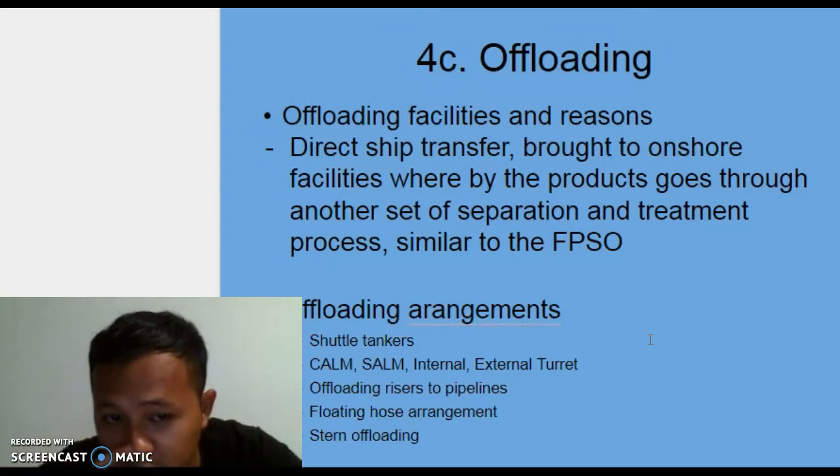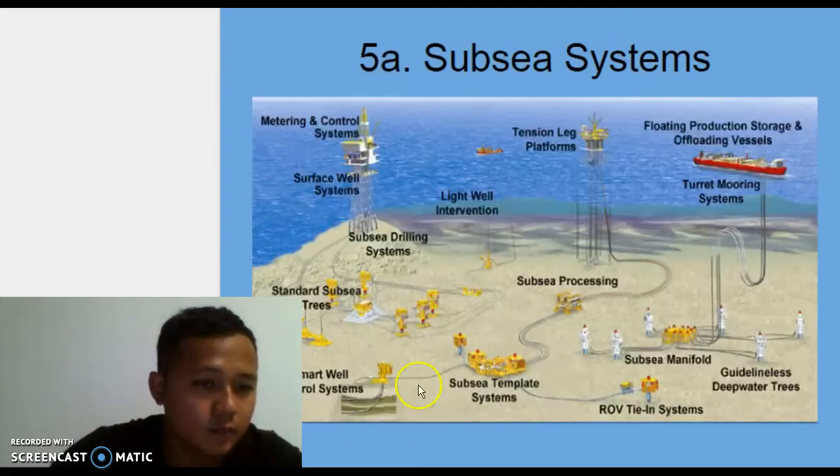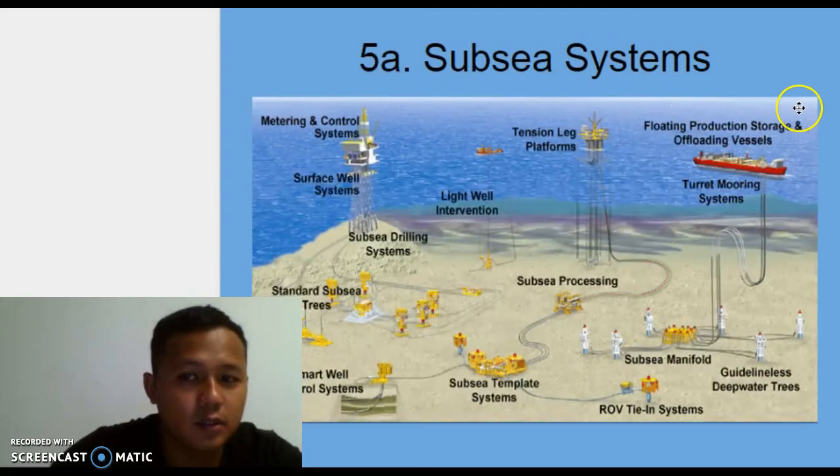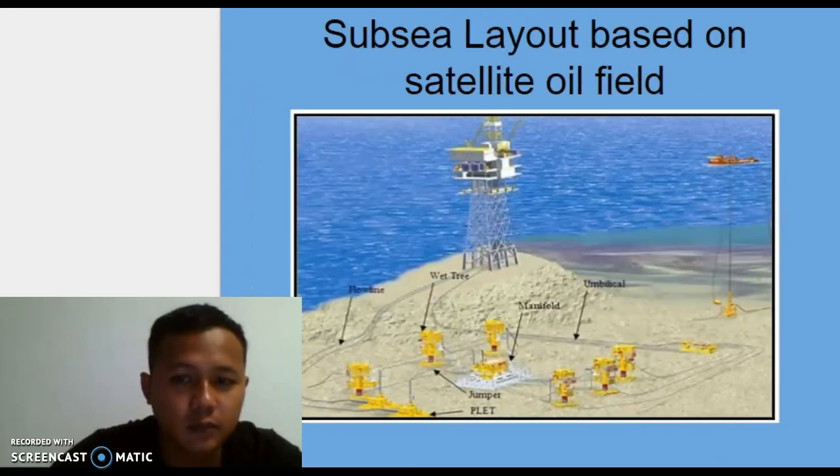The arrangements of the offloading would be shuttle tankers, which are very common, the CALM, SALM, internal and external turret, offloading risers to pipeline, floating hose arrangement, and also stern offloading. This is what you will normally see on a subsea system. Similar to this.